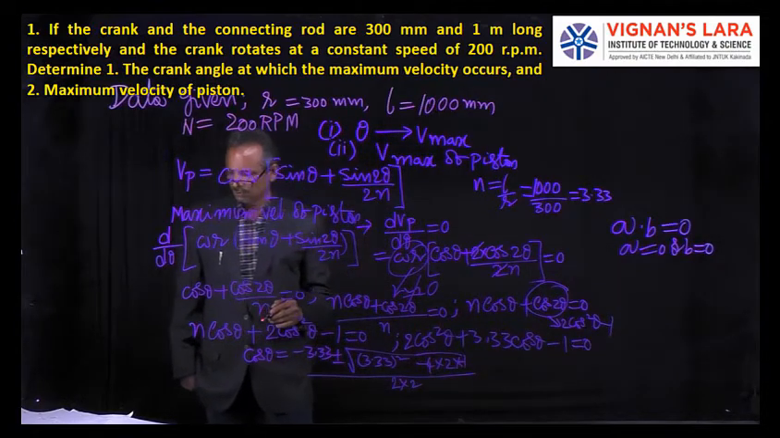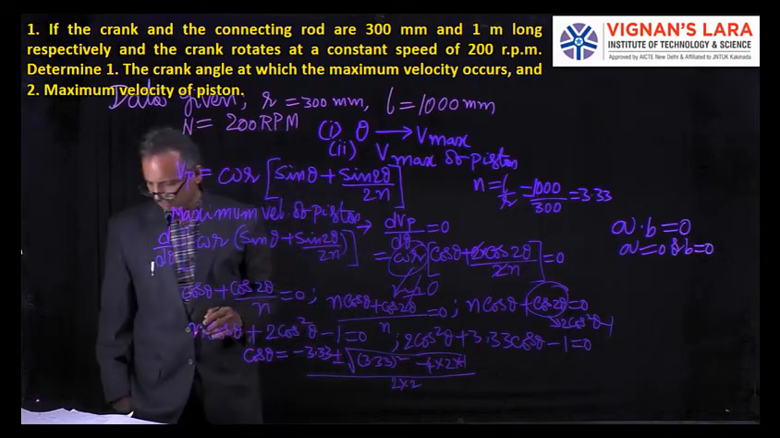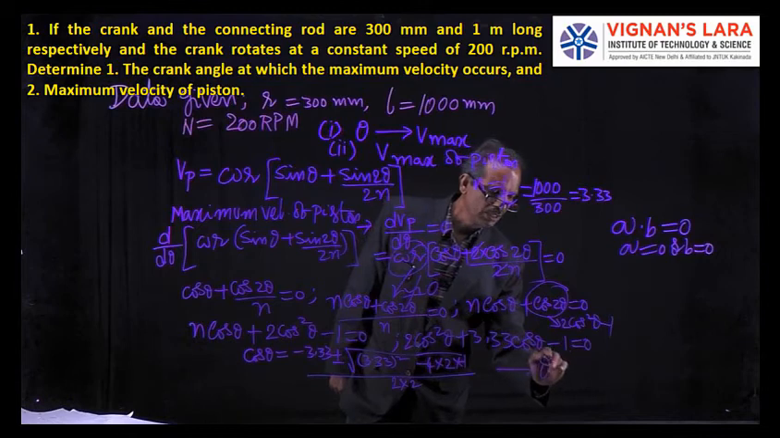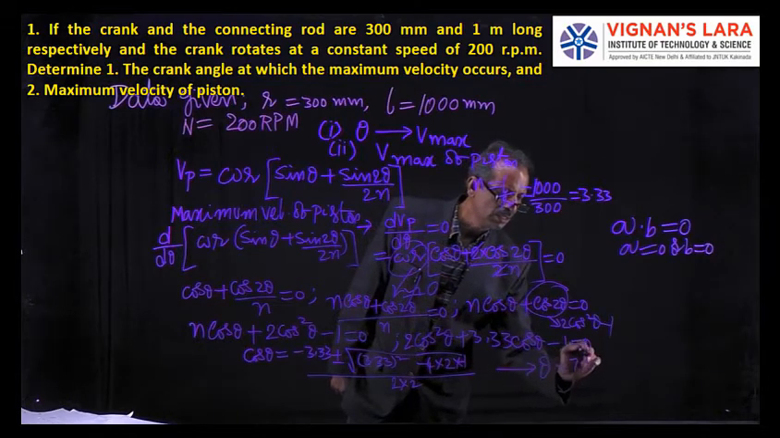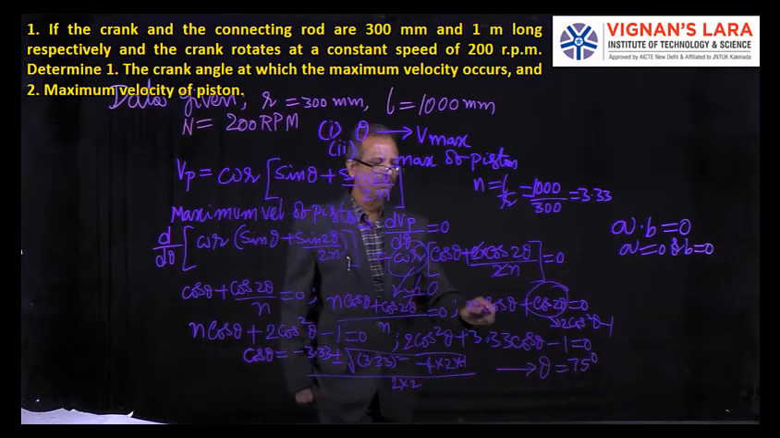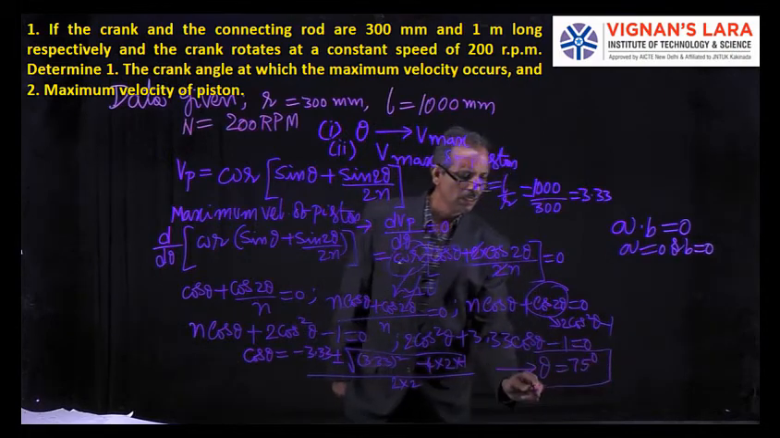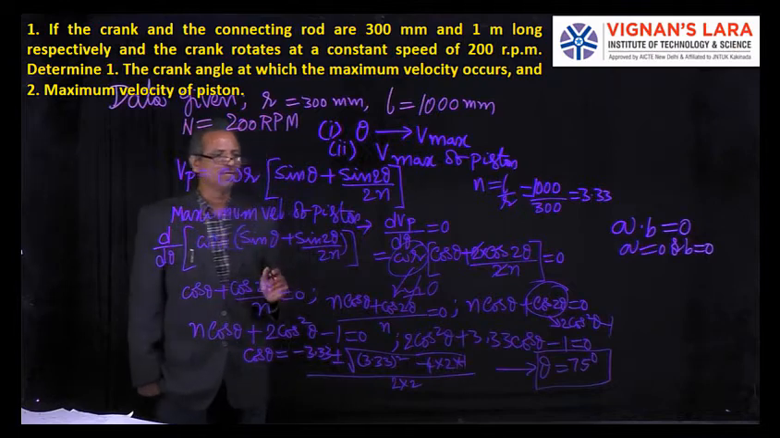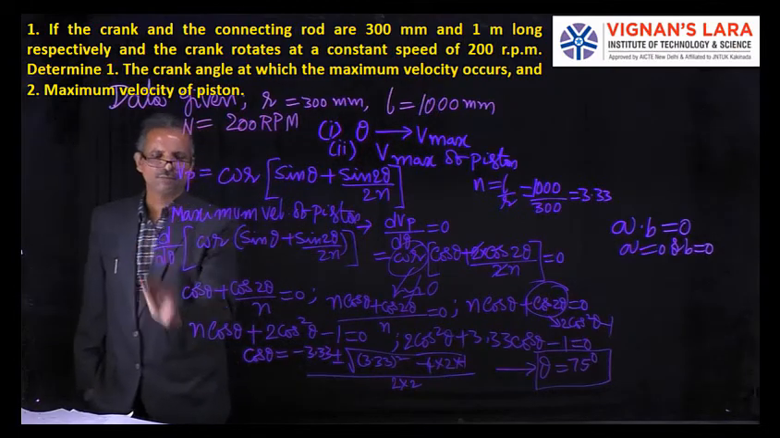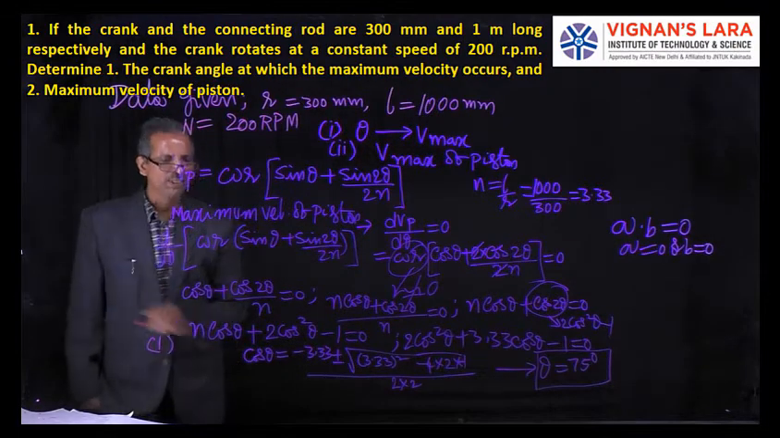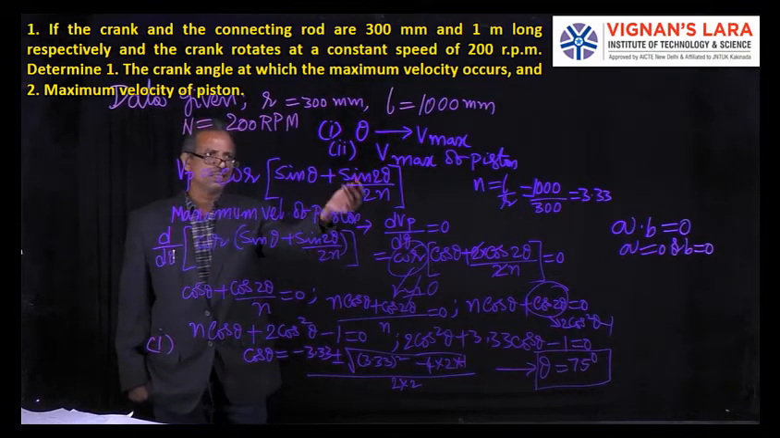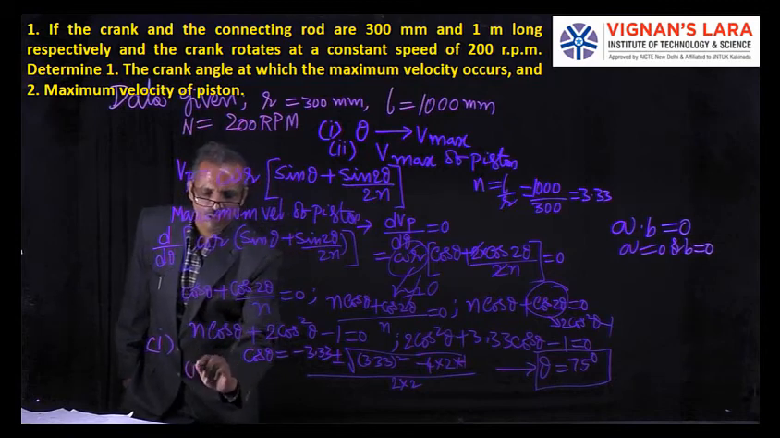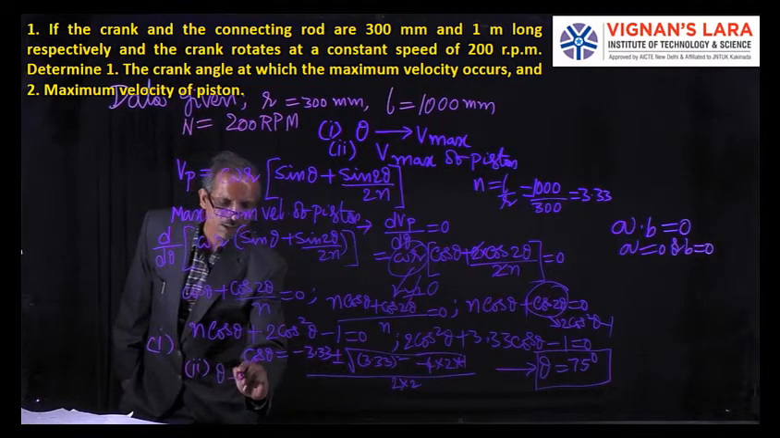If you substitute and solve this equation, you get theta as 75 degrees. So this is the angle where the velocity of the piston is maximum, that is the first bit. Then what is the second bit? It is direct substitution. What is the velocity of the piston at theta 75?